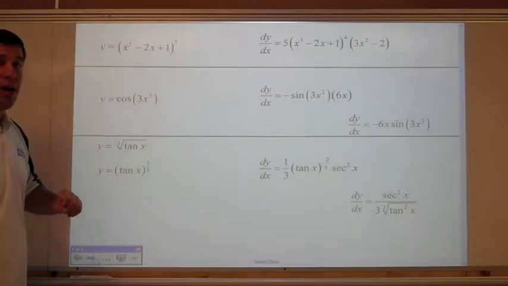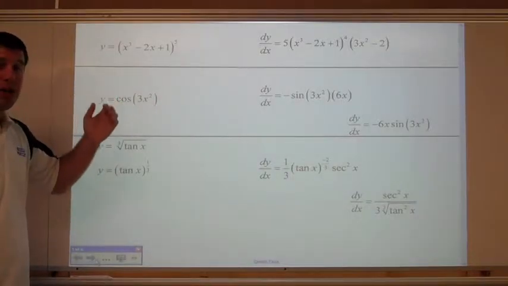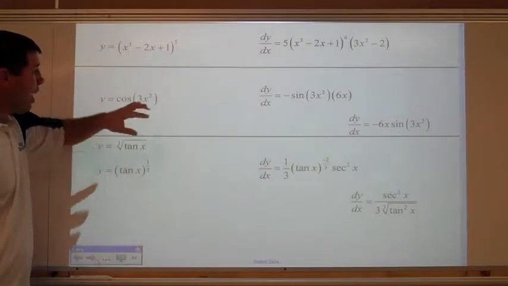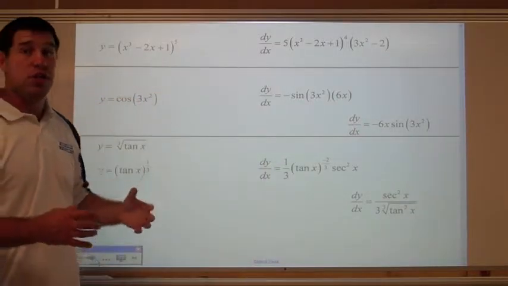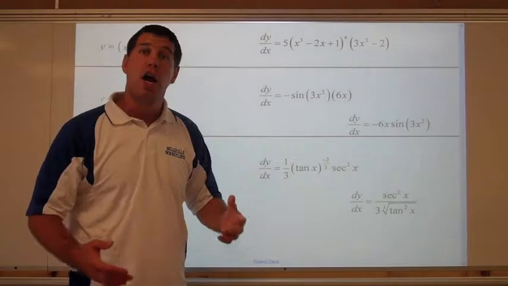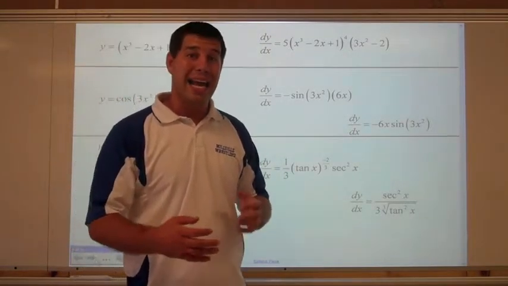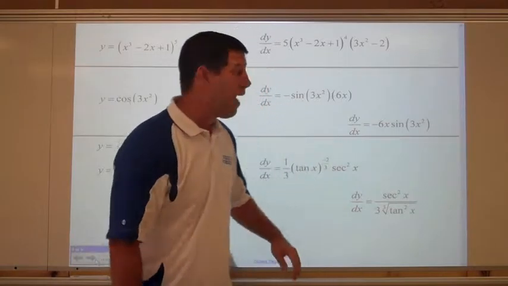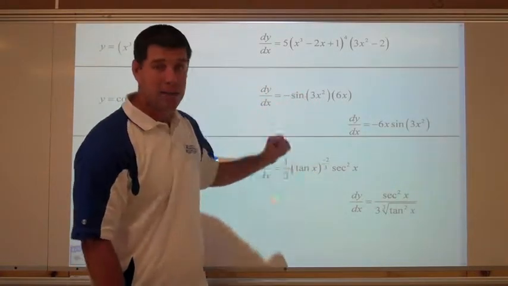We have our cosine, our trig function. This works for any trig function. Right now, we're going to use a cosine function. Y equals cosine of something. First thing you do is derive cosine. The derivative of cosine is negative sine. So we're going to have negative sine of something, of exactly what that was. Negative sine of 3x squared.